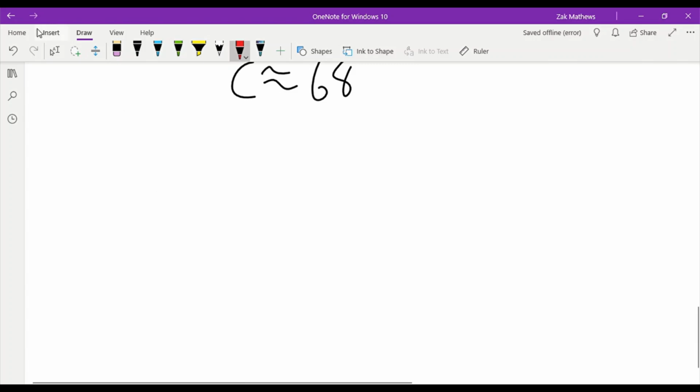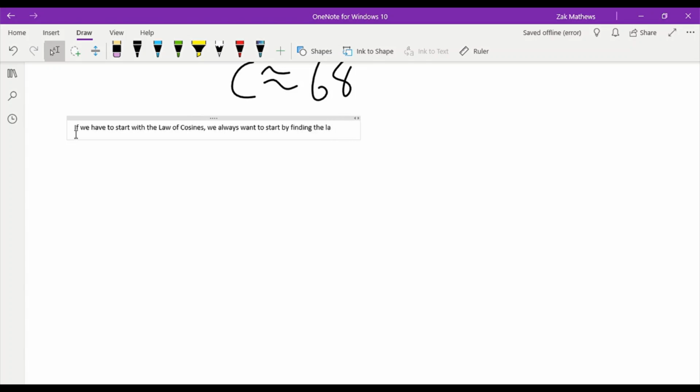So in general, what I like to say about this is, if we have to start with the law of cosines, we always want to start by finding the largest angle. The law of cosines has no ambiguous case. It isn't 0 or 1 or 2 solutions. It either works, we get one solution, or it doesn't work. There's no possibility of more than one.